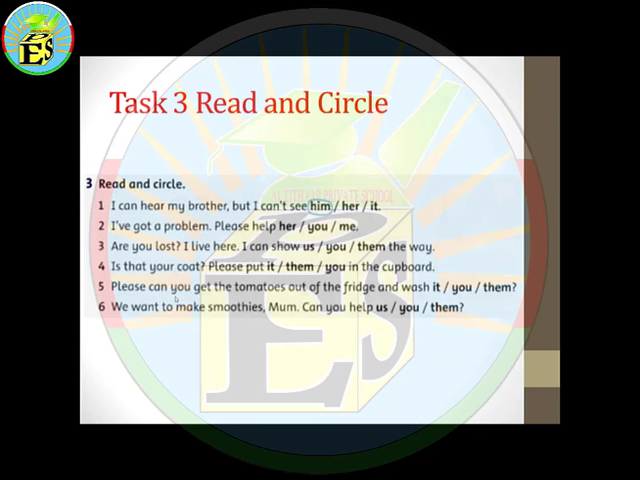What we need to do here is to read these examples that we have. We have 6 sentences, and we have to circle the correct answer, so it's a multiple choice kind of question. The first one is done for us. I can hear my brother, but I can't see him. Why him? Because brother means he's a boy. So the object pronoun is him. Let's read the other sentences together.